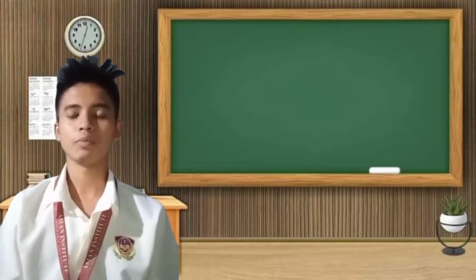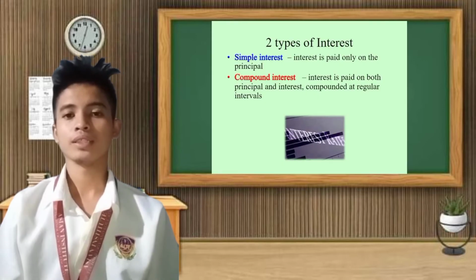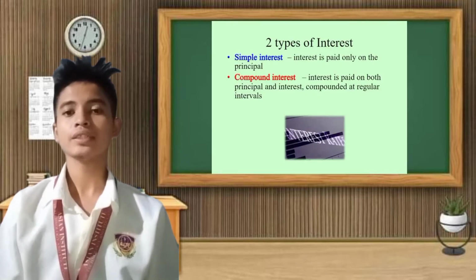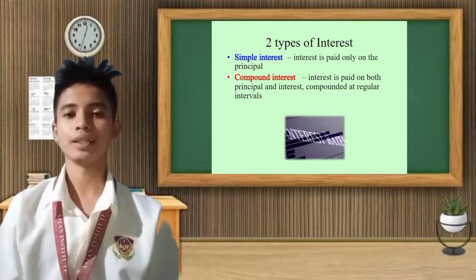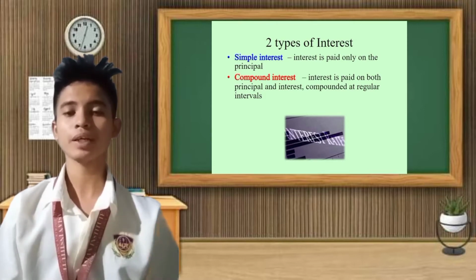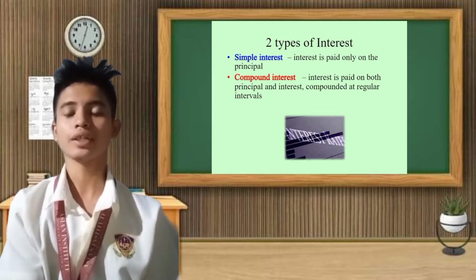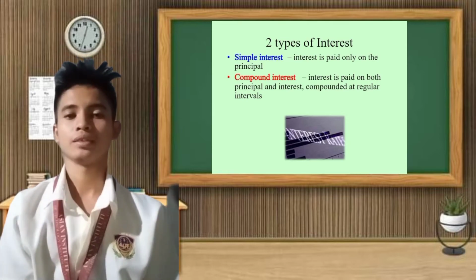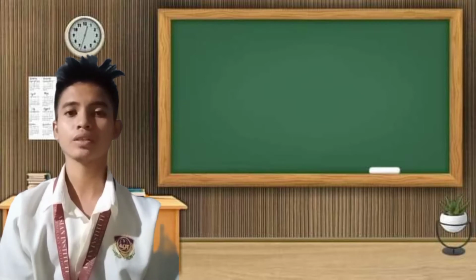Okay, class. Before we proceed, let me share to you the types of interest. Simple interest: interest is paid only on the principal. And second, compound interest: interest is paid on both principal and interest compounded at regular intervals. Sir Denver, the floor is yours.